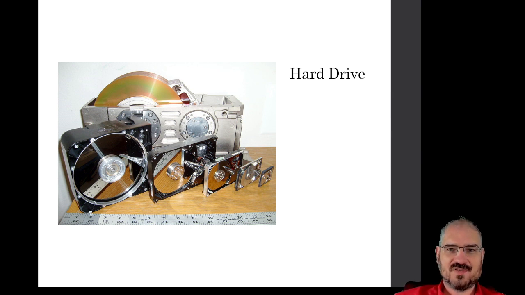But one of the differences is on a record player, those would turn at 33 revolutions per minute or 78 revolutions per minute. Modern hard drives routinely go 10,000 revolutions per minute or even higher.